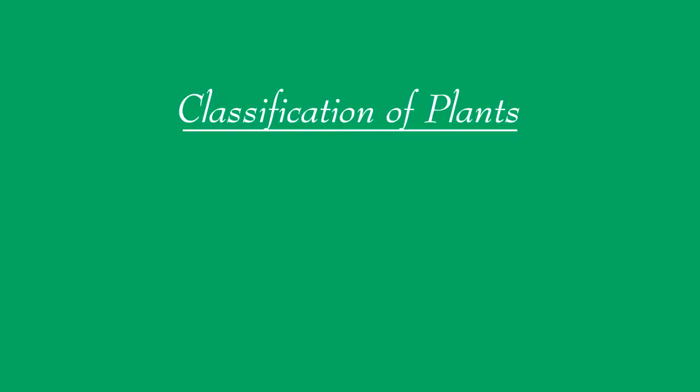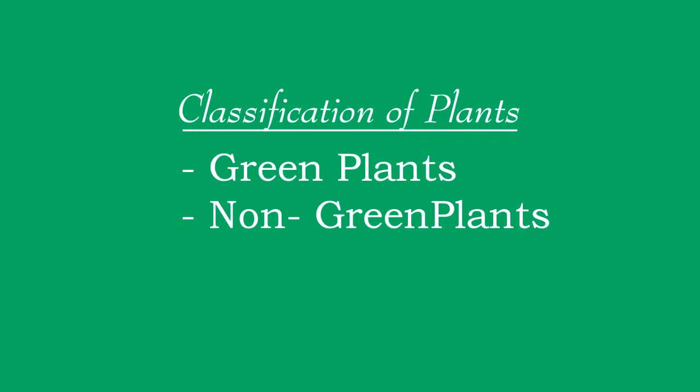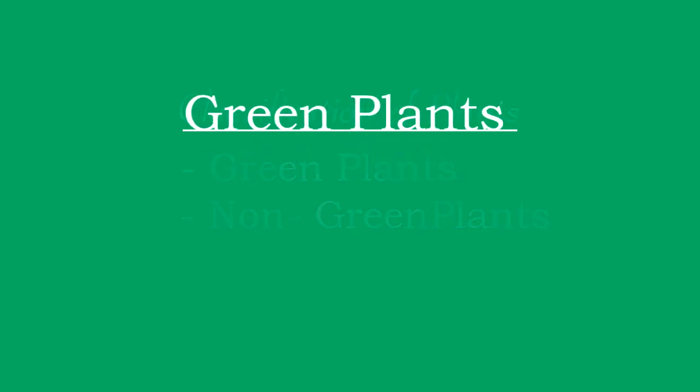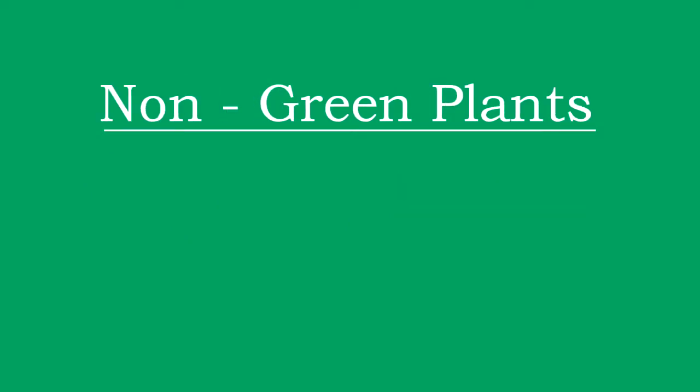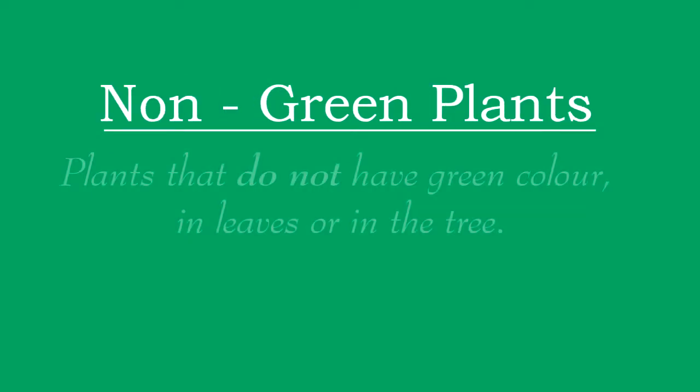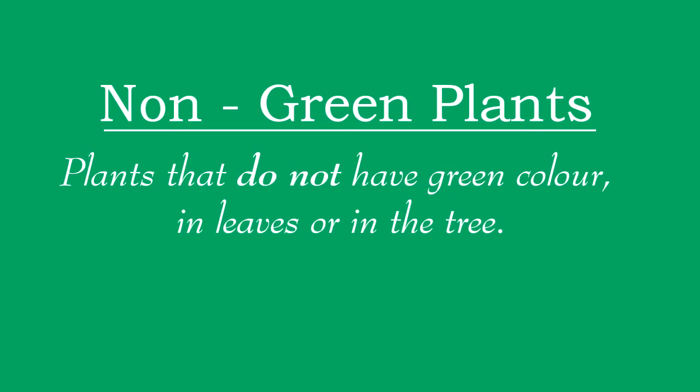Plants are simply divided into two groups. We have the green plants and also the non-green plants. Which are these plants that we call the green plants? The green plants are simply the plants that have got green leaves, or the stem can also be green. We also have the non-green plants. The non-green plants do not have green leaves.